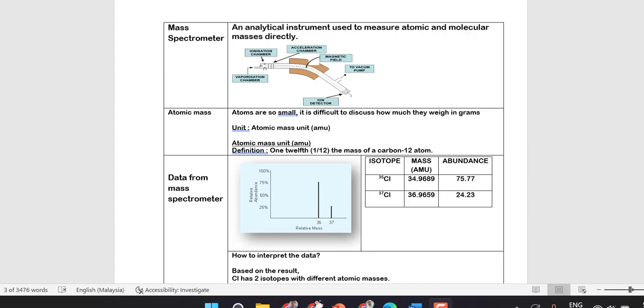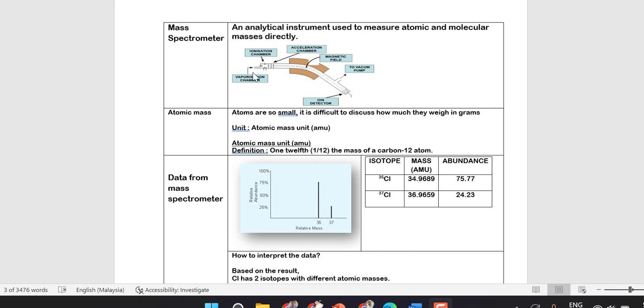Okay, so the next part in 1.1 is mass spectrometer. A mass spectrometer is an analytical instrument used to measure atomic and molecular masses directly. So it is an instrument to determine the mass of any atom or any molecule. We put the atom or molecule here, and it will be vaporized, ionized, and then accelerated. Then we put a magnetic field here, so the atom or molecule will be deflected according to their masses.